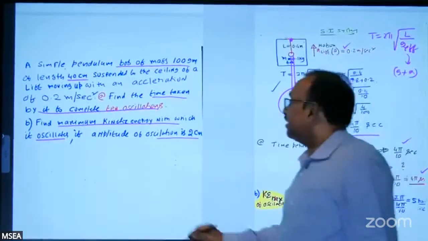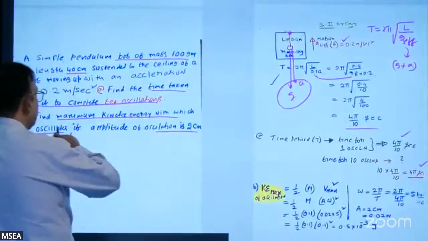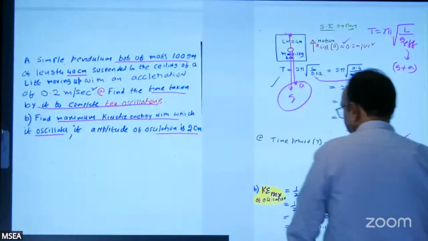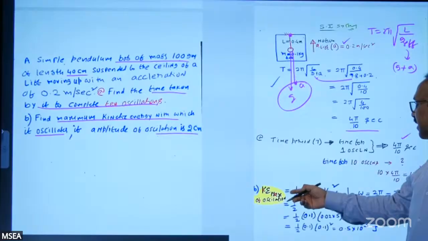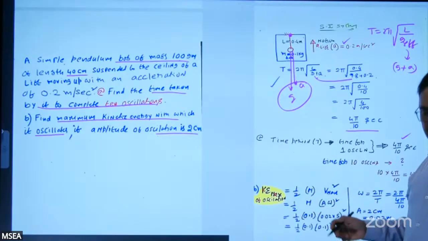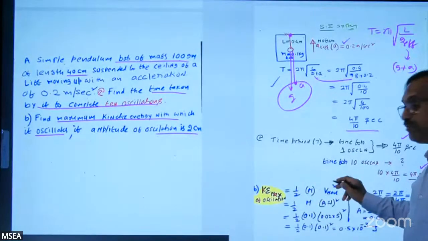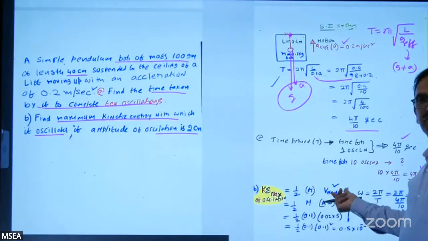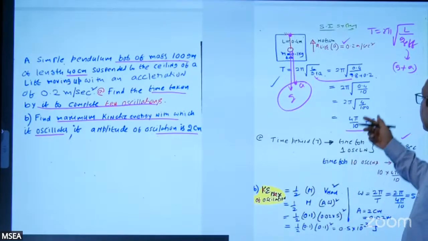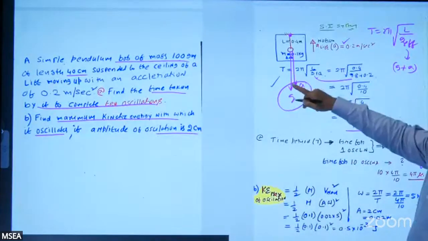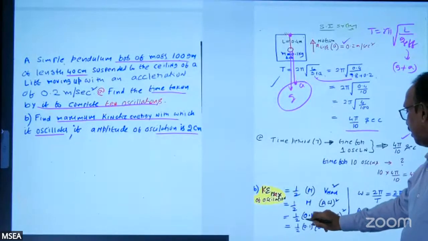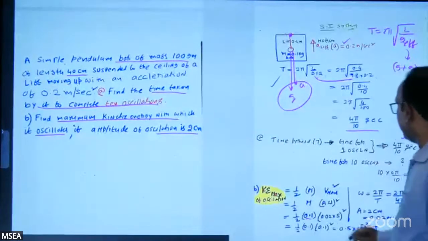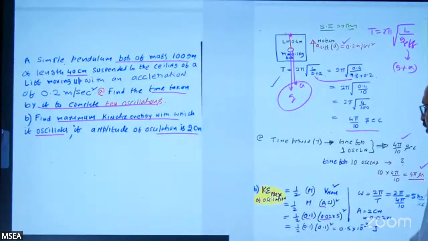Then comes the point. What is the maximum kinetic energy with which it should be oscillating? If the amplitude of oscillation is 2 centimeter, what is the formula for maximum kinetic energy? Kinetic energy is half m v square. Maximum kinetic energy means half m into v max square. What is the maximum velocity? A omega, whole square. Half into, mass of the body is 100 grams, convert grams into kilogram, so half into 0.1. The amplitude of oscillation is 2 centimeter, convert centimeters to meters, that is 0.02.